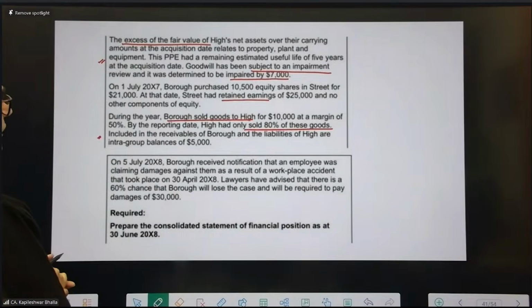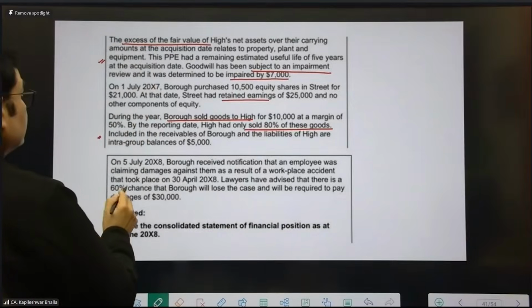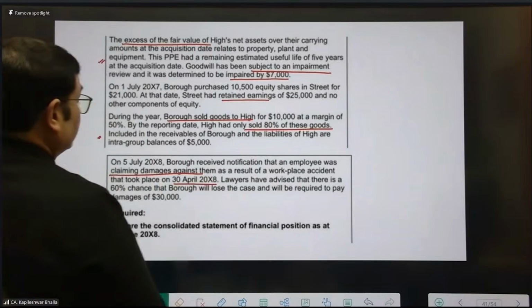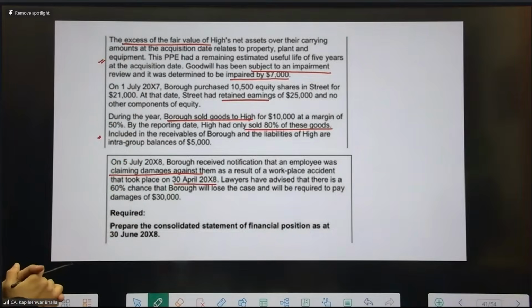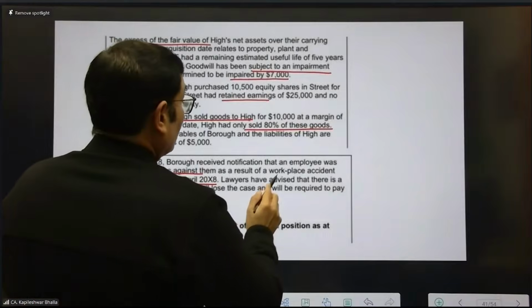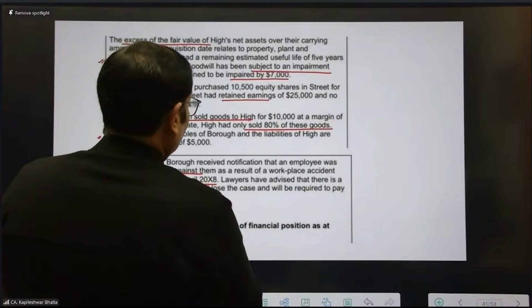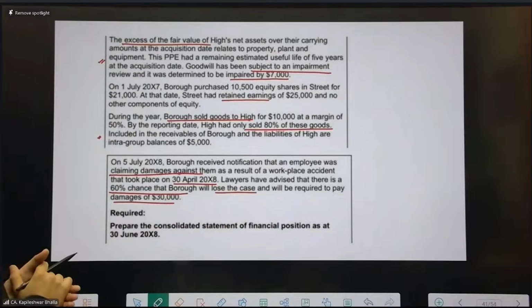Then he says on 5th July, B received a notification that an employee is claiming damages against them as a result of workplace accident that took place on 30th April before the balance sheet date. So you received a notification on the 5th of July, and this is on account of accident which took place before the balance sheet date. Lawyers advise that there is a 60% chance that B will lose the case and they will be required to pay a damages of 30,000.